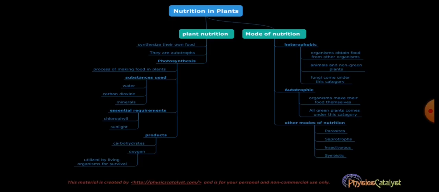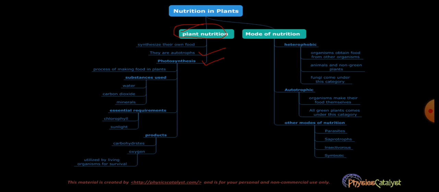So the lesson is over now, so let's discuss part 1 and part 2 in short. First is plant nutrition. Plants have chlorophyll, so they can synthesize their own food by the process of photosynthesis. The plants which prepare their own food are known as autotrophs.